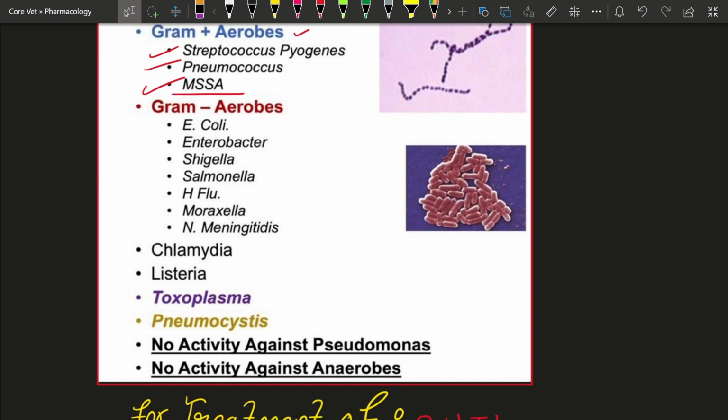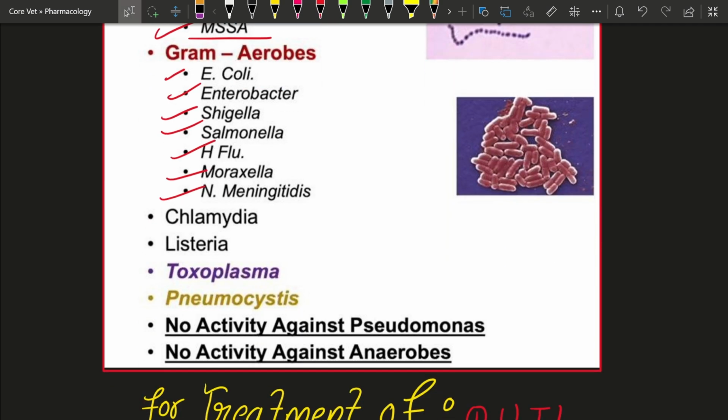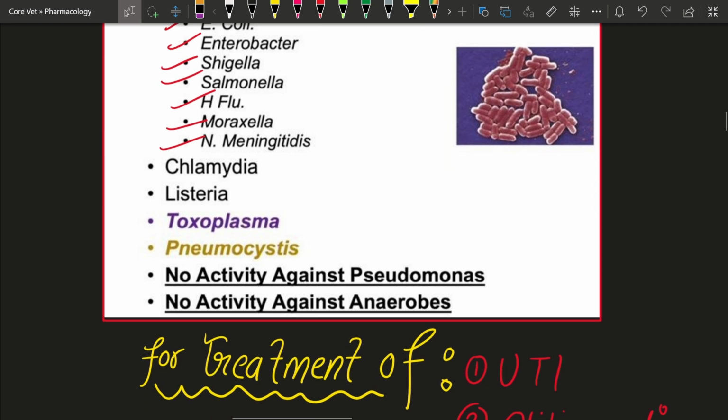Now coming to the gram negative aerobes. The gram negative aerobes susceptible to the sulfonamides are E. coli, Enterobacter, Shigella, Salmonella, Haemophilus influenzae, and then Moraxella, then Nocardia meningitis. Okay, so Nocardia meningitis is also susceptible to the sulfonamide, right? Next, Chlamydia and Listeria are also susceptible to the sulfonamide. Toxoplasma, which is a protozoan, is also susceptible to the sulfonamide, and Pneumocystis is also susceptible to the sulfonamide.